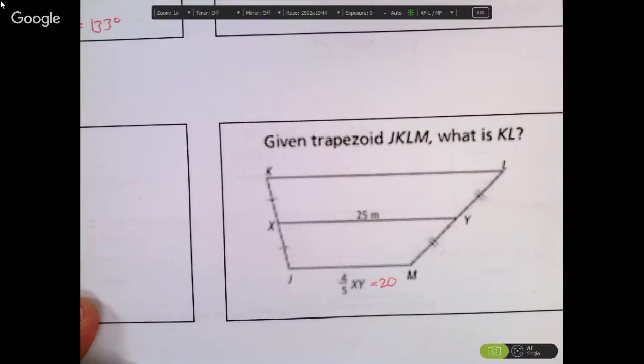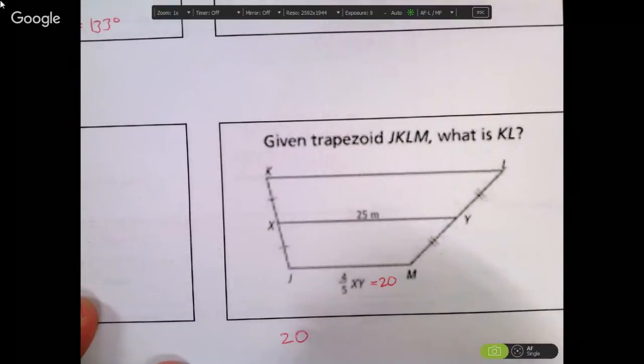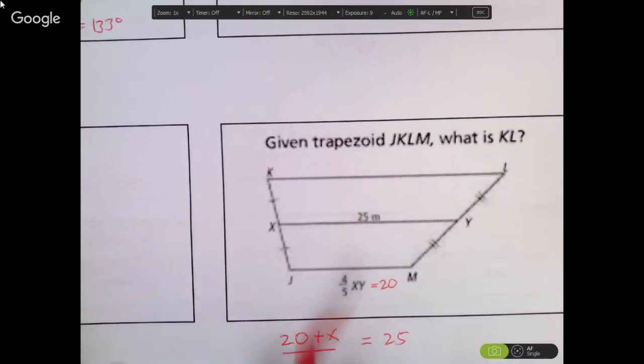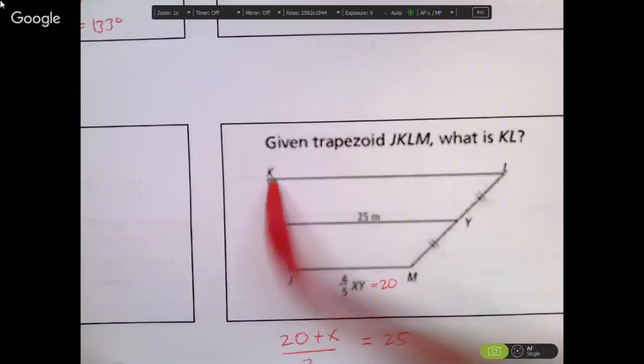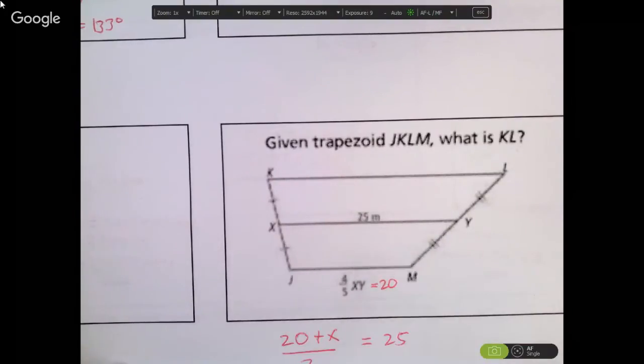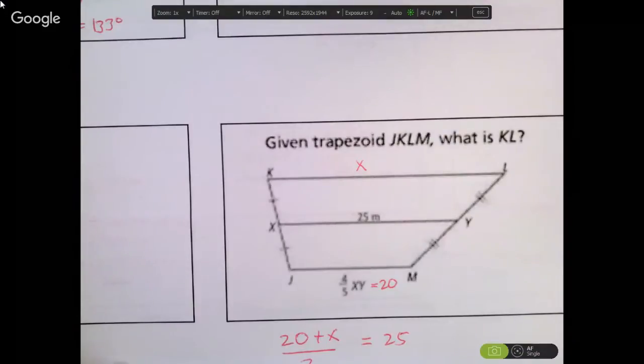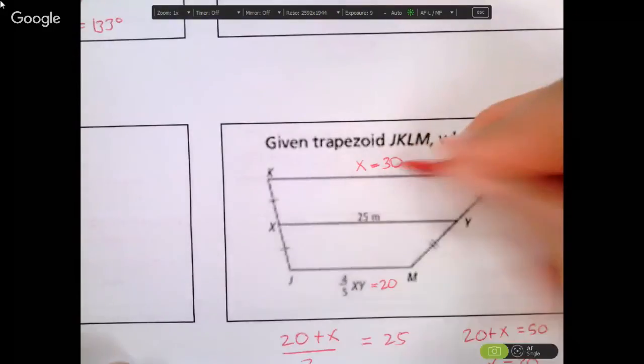So somebody set up the equation for this. 20 plus X over 2 equals 25. Good. The formula says the bottom and the top added together, over 2. She went ahead and called this X. Now some of you would probably skip this step. I would literally just go 25 times 2. There's a trick to doing this. It's 30.